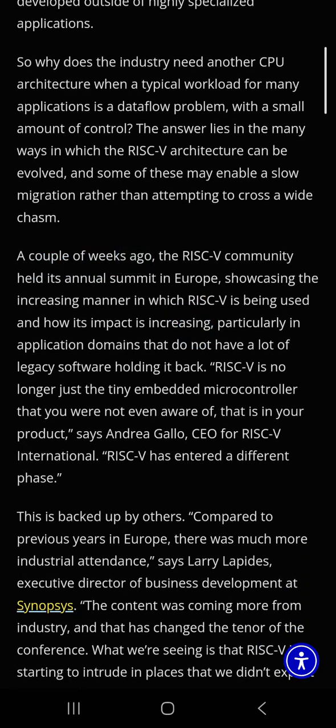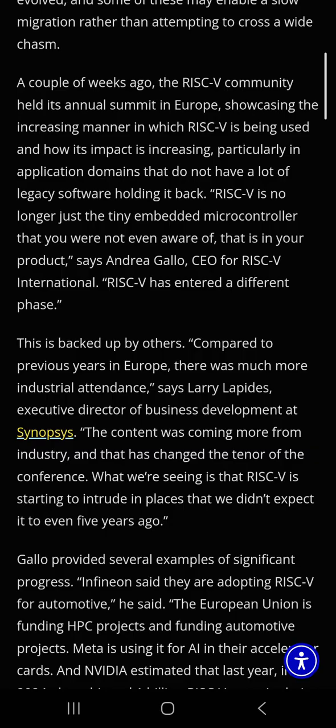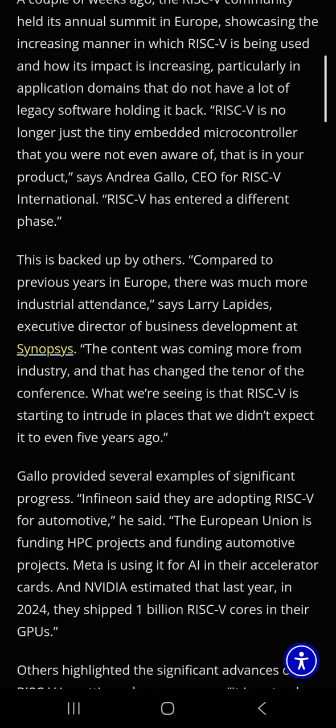A couple of weeks ago, the RISC-V community held its annual summit in Europe, showcasing the increasing manner in which RISC-V is being used, and its impact is increasing, particularly in application domains that do not have a lot of legacy software holding it back. RISC-V is no longer just a tiny embedded microcontroller that you are not even aware of in your product, said Andrea Gallo, CEO of RISC-V International. RISC-V has entered a different phase.